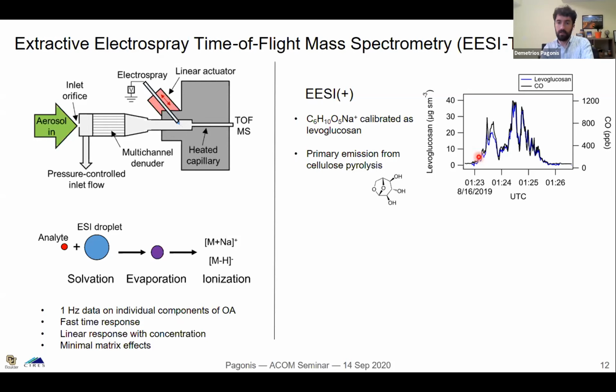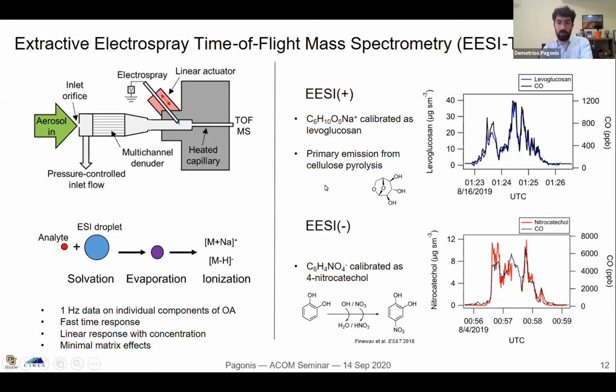And as you can see here on the right side, I have 1 Hertz data for levoglucosan inside of a smoke plume with carbon monoxide overlaid to show you that all of this variability is in fact plume structure and not just noise in our data.